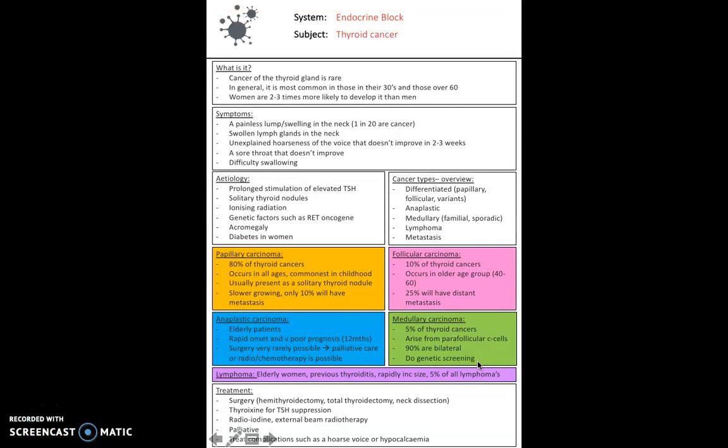And this brings us on to thyroid cancer, and although it's rare, it's still 2 to 3 times more likely in women than it is in men. And it's most common to develop in those in their 30s, and then we have a jump, so we have a bimodal distribution of appearance, and then those over 60 years old.